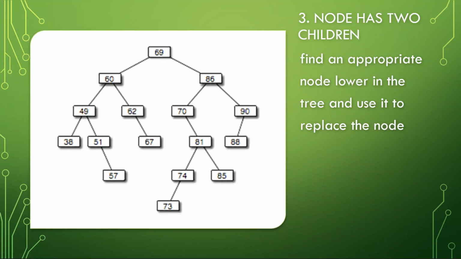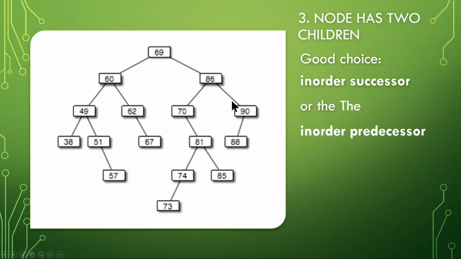Now, if the node has two children, in this case, you have to find an appropriate node lower in the tree and use it to replace that node. So the idea here is like 86. This is the subtree that's rooted at 86 from right here. And so you have to look down to the left or to the right to find a node that will replace it properly, so that everything to the right is still bigger than it and everything to the left is smaller than it. Now, the way to do this is basically picking one of these two choices.